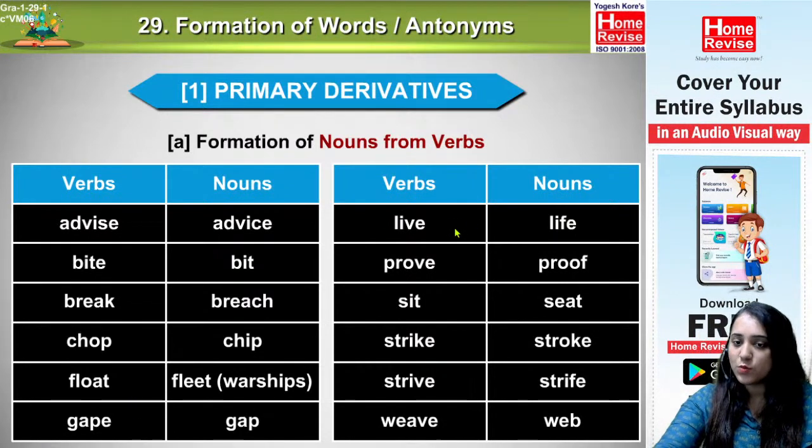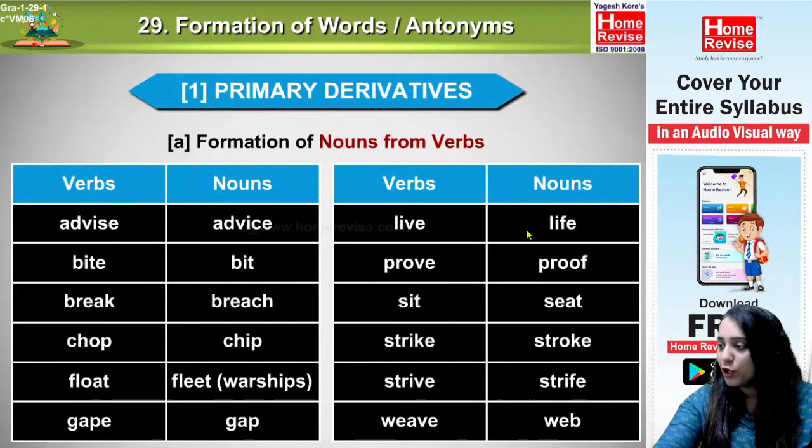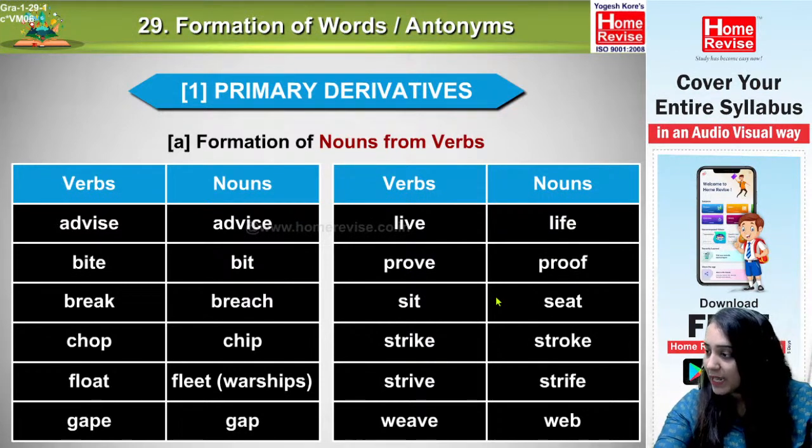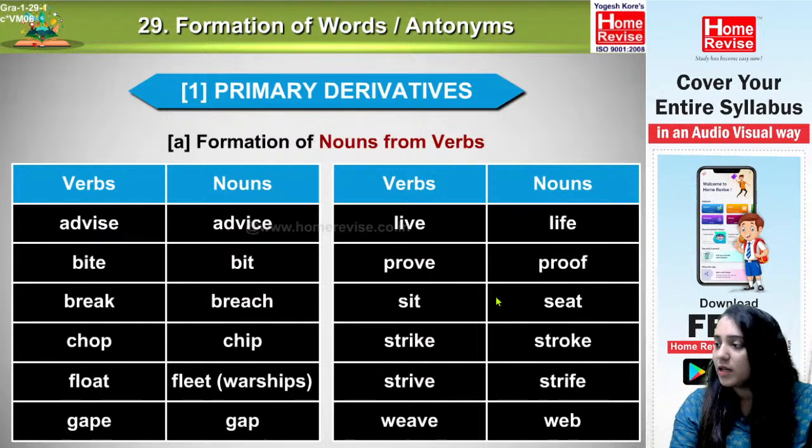See, you also have this word live and life. You also have the word proof and prove. You also have the word sit and seat. Very good. Ria, sit in the car with me. Ria, can you take a seat in the car? Like this, you can say.